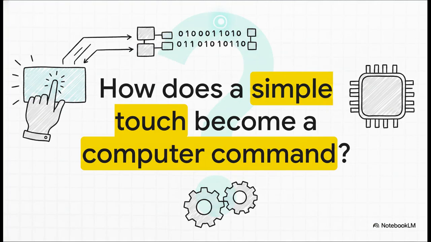And yeah, that's the real mystery here, isn't it? Because at the end of the day, that screen is just glass. And your phone's processor, it only speaks the language of ones and zeros. So how on earth do you bridge that gap? How does the physical world talk to the digital one?